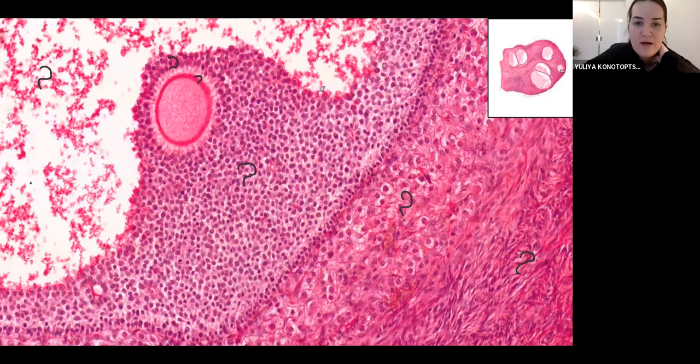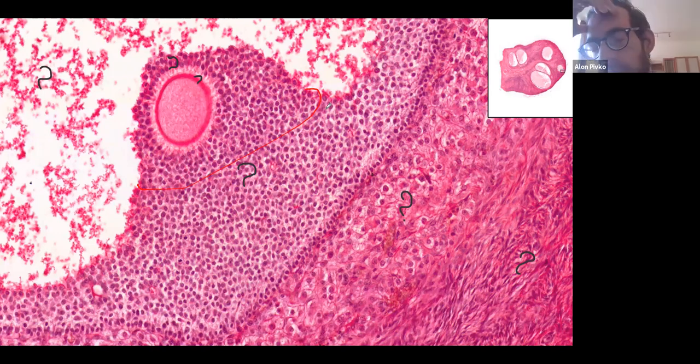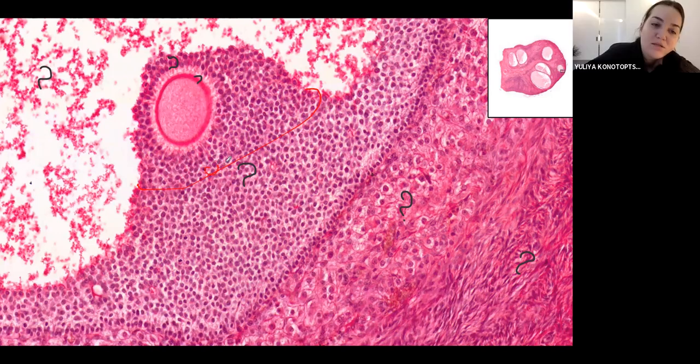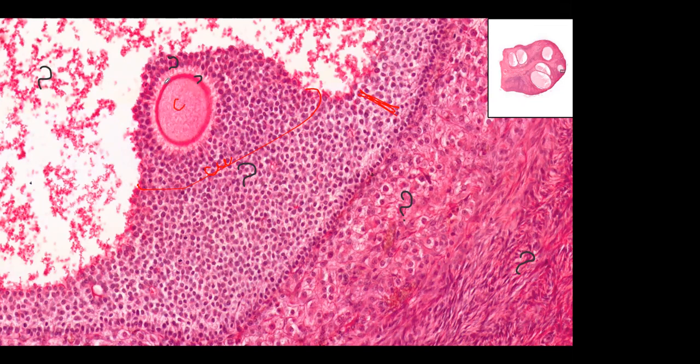So how would you call this area? Like a bridge. This is the cumulus oophorus. So like a bridge between the rest of the granulosa cells, right? So here we have granulosa cells, all of them, and the oocyte. This is the cumulus oophorus. This is the cytoplasm of your oocyte. What is this red line? Zona pellucida.